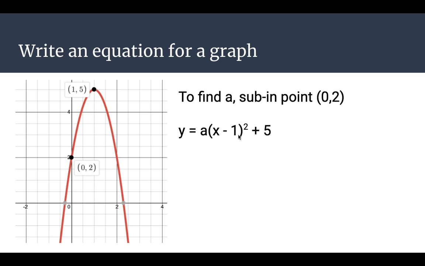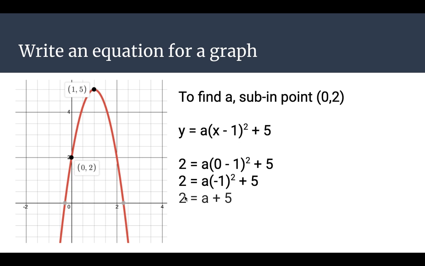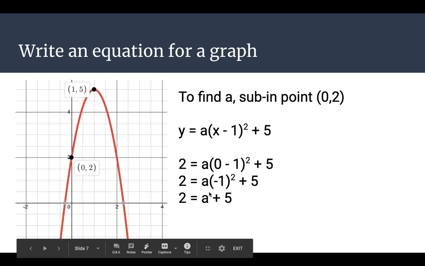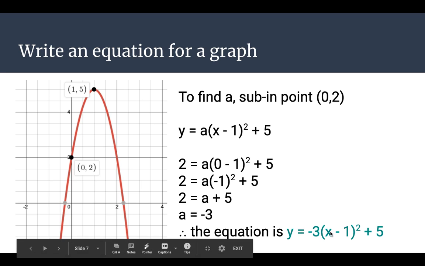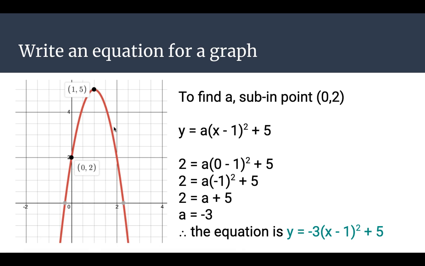So remember, this was our equation from the last slide, and now I'm going to put 0 in for x, 2 in for y, and now we can do some math to solve for a. So 0 minus 1 is negative 1 squared. So negative 1 squared is just 1. So this equation becomes 2 equals a plus 5. To get a by itself, we need to subtract 5 on both sides, which gives us a is negative 3. So therefore, the equation for this graph is y equals negative 3 times (x minus 1) squared plus 5. And that negative is good because the parabola is opening down, so we know it has to be negative.